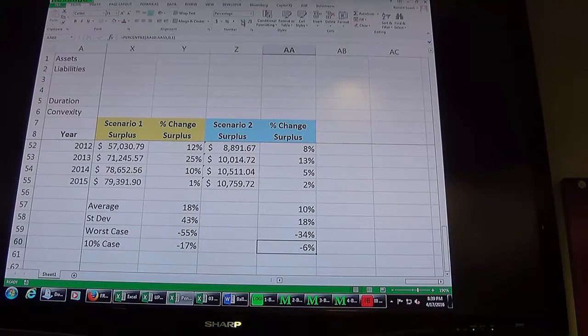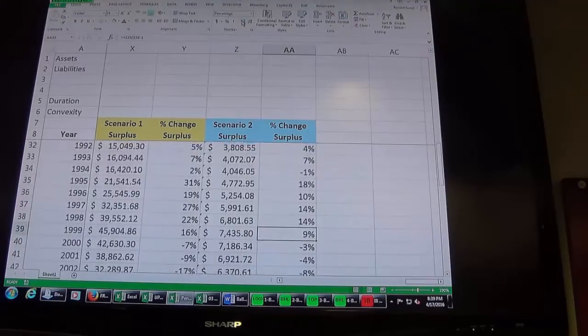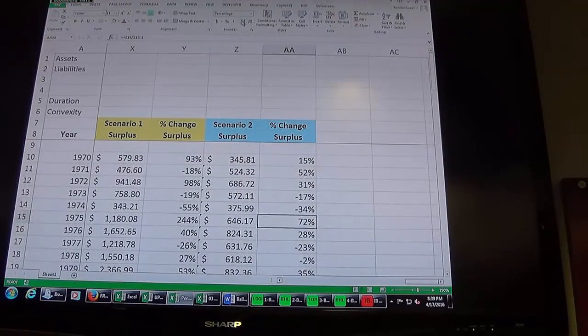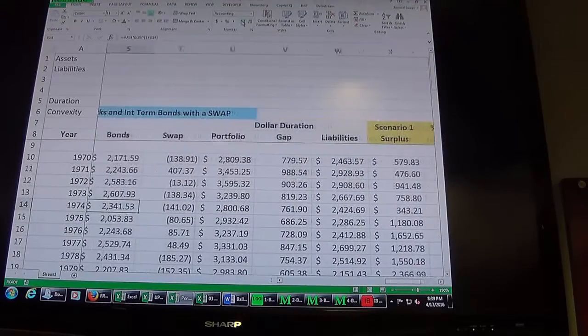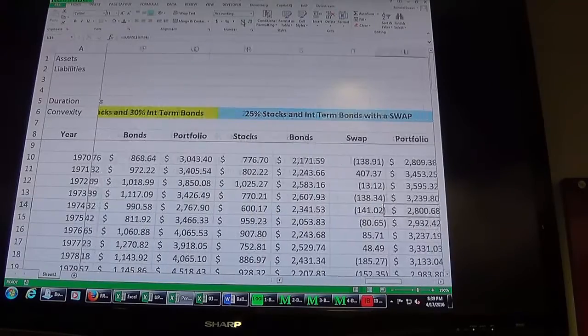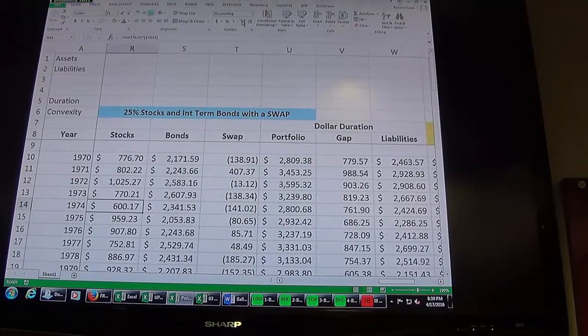Right, so that worst case 34 is probably the one we're going to work on. There's probably an error in here somewhere, and we need to go figure out what that is. Let's look at that worst case scenario. We have some in stocks.